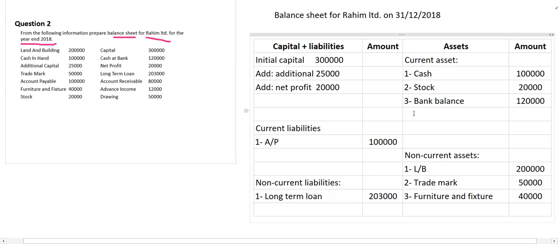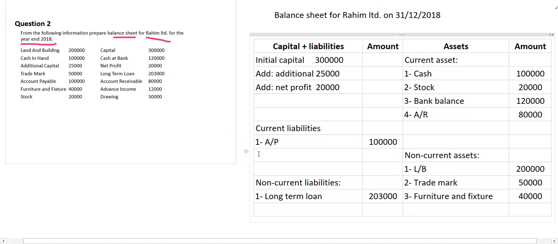Next one is account receivable. Account receivable belongs to current asset, right? So mention A/R, account receivable. The value of account receivable is equal to 80,000. Mention just 80,000.